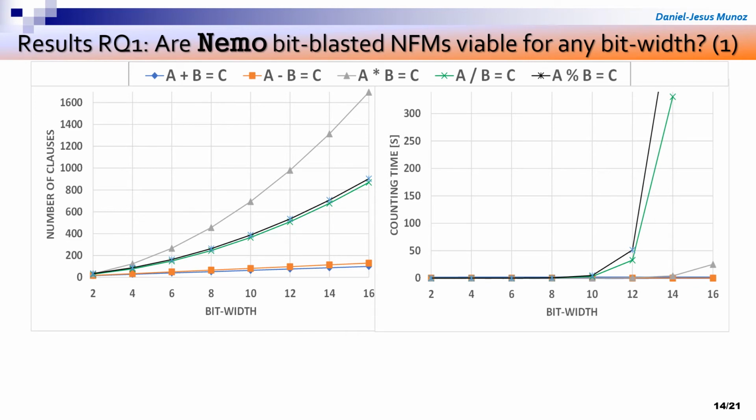For the first question, we present the first set of results. Here, we tested 5 different constraints: an addition, a subtraction, multiplication, division, and modulo of 2 numerical features, and that means an equality with a third numerical feature. On the left graph, we check the number of clauses depending on the bit width. And on the right graph, the counting time, the time that we need to count the configurations of that formula, also depending on the bit width.